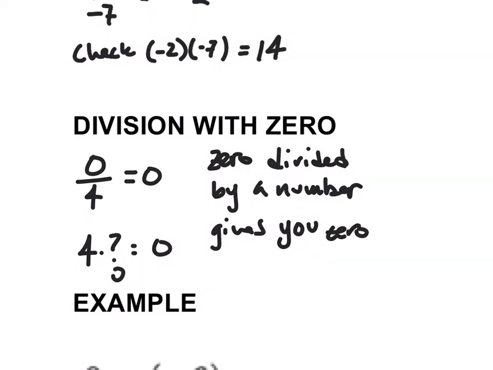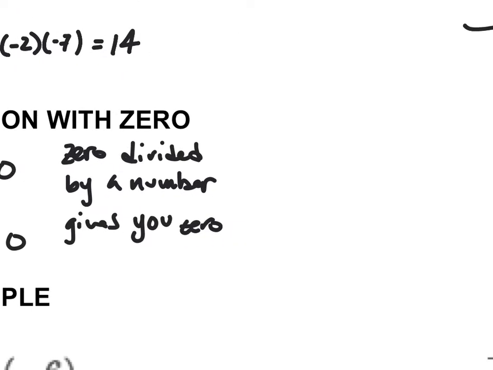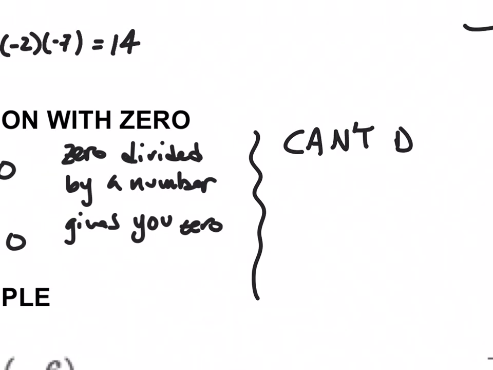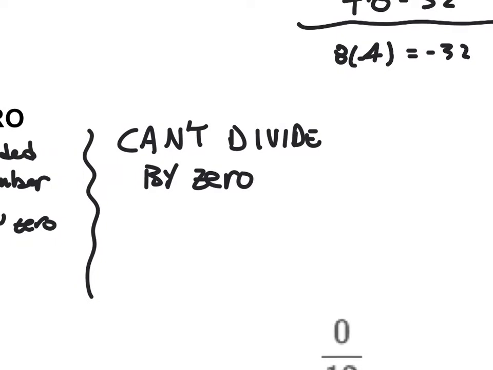But if I try dividing by 0, this is where it gets weird. You can't divide by 0. Can't do it. Let's think about this for a second. There's a mathematical way to approach it. Let's say that you could. Let's do 4 divided by 0. What does that give you?